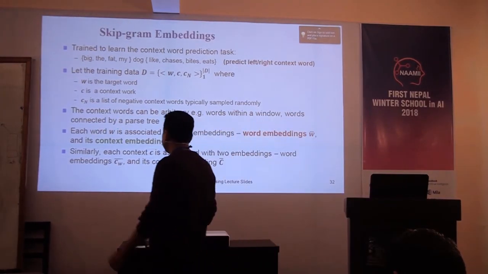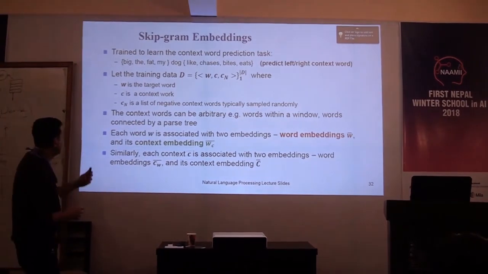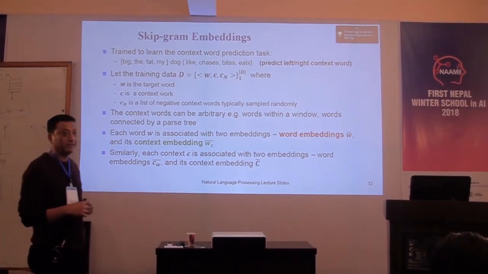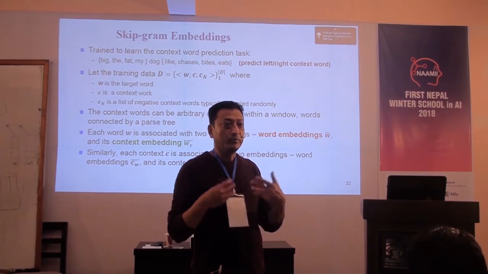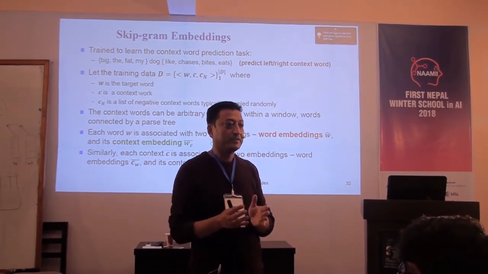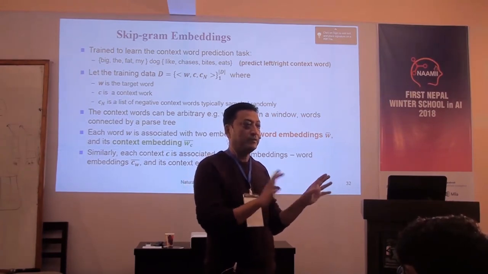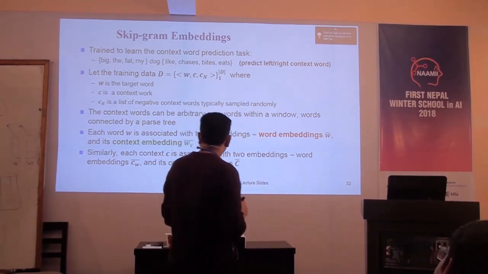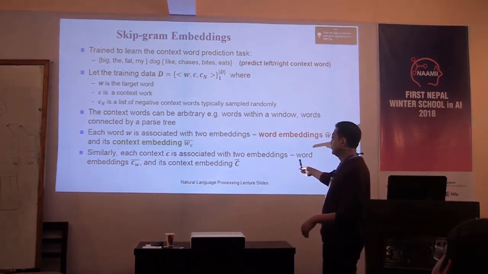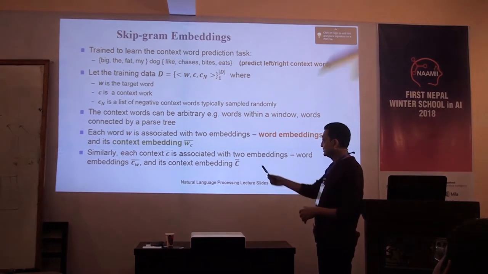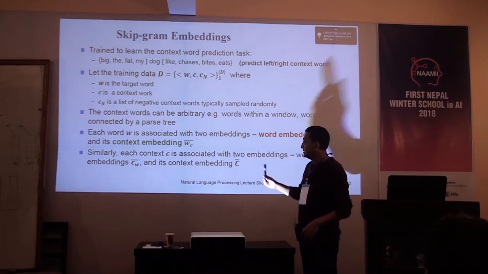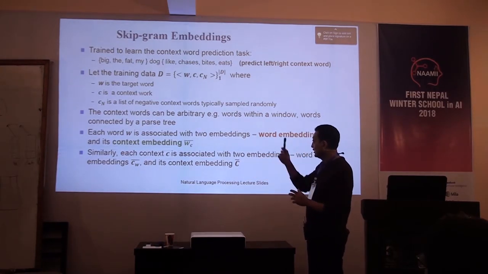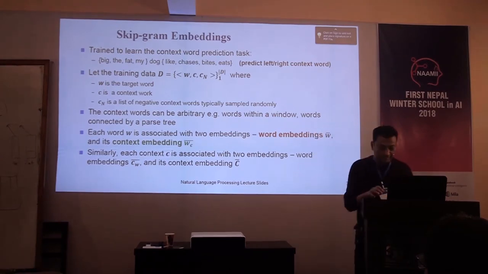In this case, each word is associated with two embeddings, a word embedding and its context embedding. So each word has two embeddings, one as a word and one as a context, right? When the word appears as a context, you use one embedding. When the word appears as a target word, you use another embedding. So you have two tables, okay? That's why every context C is also associated with two embeddings: its word embedding and its context embedding C, okay? Is that clear? So for a context word, you have its context embedding C from the context table, and for the word, you have the word embedding, right? So there are two embedding tables.